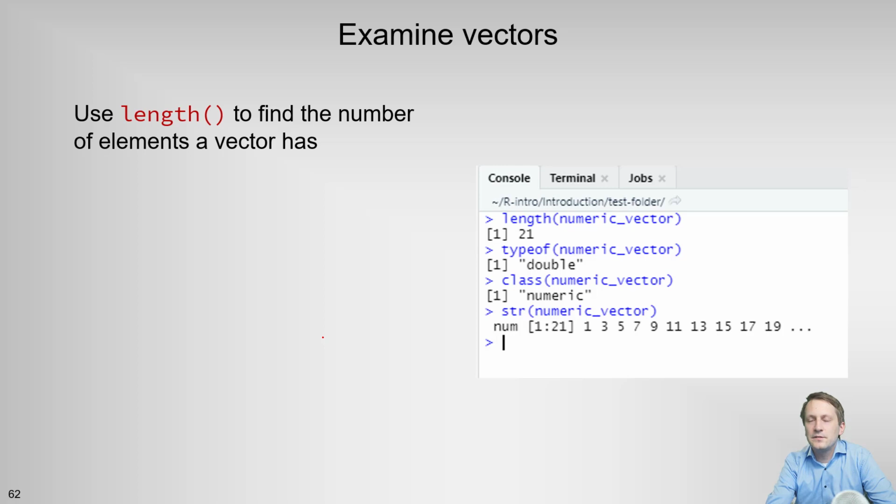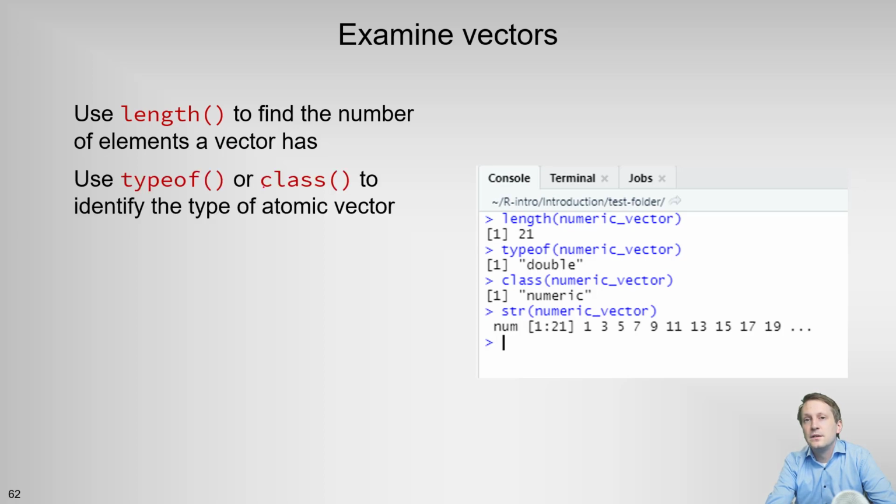So if you want to examine a vector, you can examine certain properties of it. You can use a length function to find the number of elements that a vector has. You can use typeof and class to identify its type and class. The difference between type and class is a little bit hard to explain in R, but actually if you run it, it makes sense.